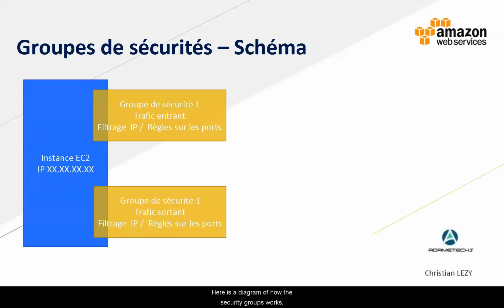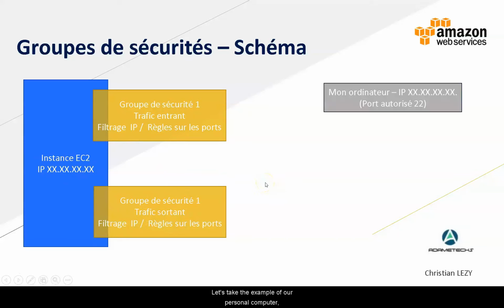Here is a diagram of how the security group works. We can see the distinction between incoming and outgoing traffic to our EC2 instance. Let's take the example of our personal computer. Its IP address is authorized to communicate with our instance on the port 22. When we try to connect from a computer authorized by the security group 1 using SSH, we manage to connect to our EC2 instance.